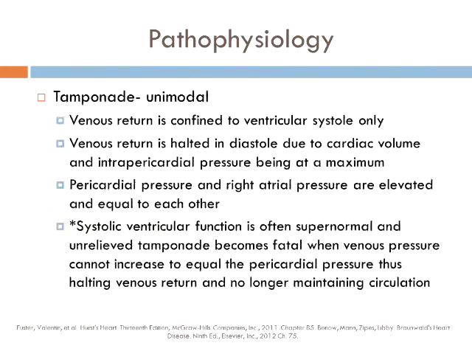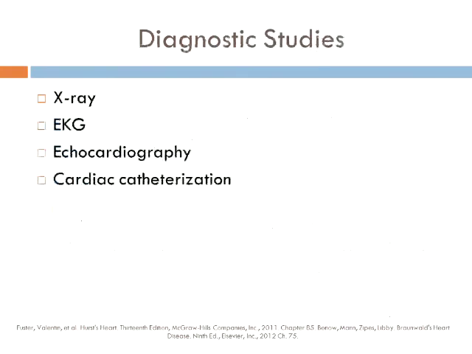So systolic ventricular function is often supernormal. Unrelieved tamponade becomes fatal because our venous return doesn't come in because of the increased pressure. It can't overcome it. And then with decreased venous return, we don't have enough output, and we can't maintain cardiac circulation. So our diagnostic studies: x-ray, EKG, echo, and cardiac cath.